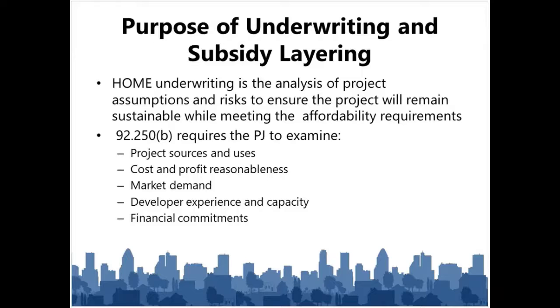So the things that are required in the HOME requirements are found at 92.250(b), and it requires that the PJ look at all of the sources and uses, so all of the sources of funding coming in and all the expenses that are going to be related to this project. Also looking at costs and profit reasonableness, so determining whether what's being listed as costs is appropriate, and also the return that the developer or other partners would have in place. We're also required to look at that market demand. We're trying to make sure, is this the right project? Is it in the right place? Is it affordable?